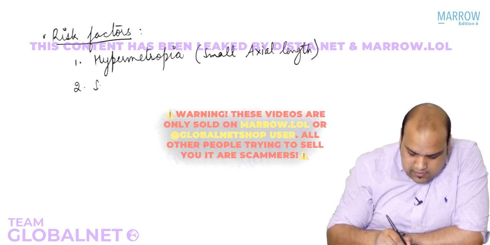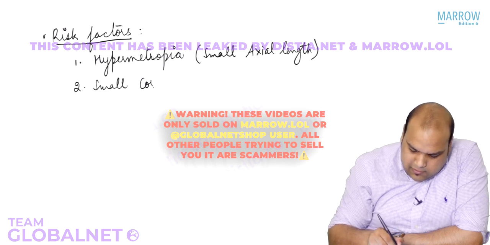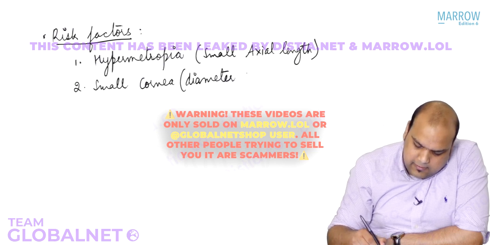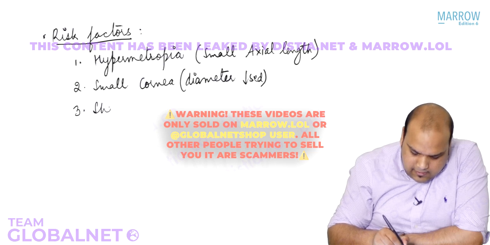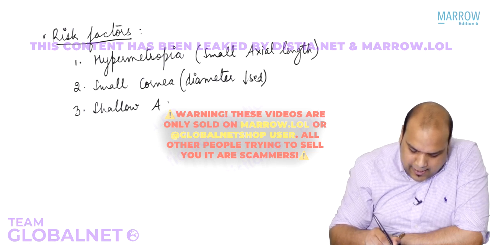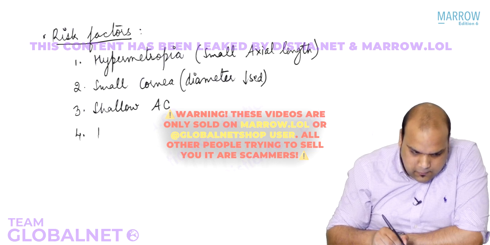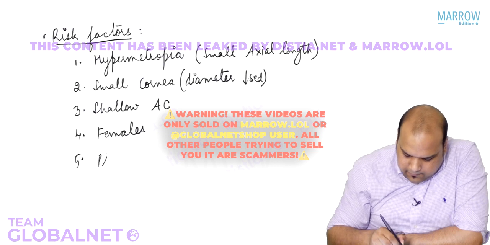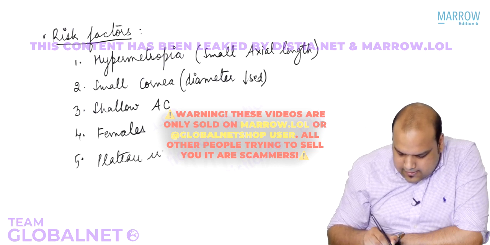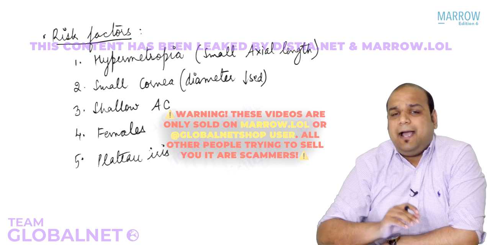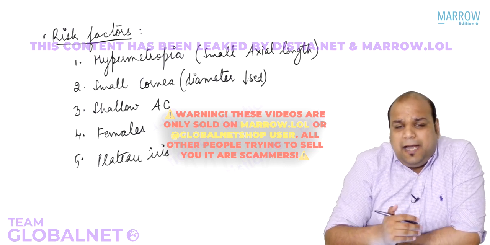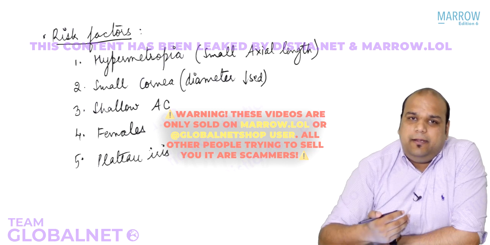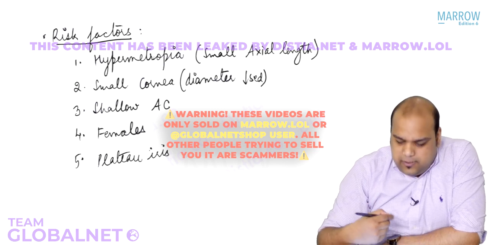Number two, small cornea, diameter decreased. Number three, if due to any other cause there is a shallow anterior chamber. Number four, more common in females. And number five, plateau iris. A specific configuration of iris which is known as plateau iris. When there is plateau iris, it is anteriorly located. So that's an anatomical malformation, you can say.